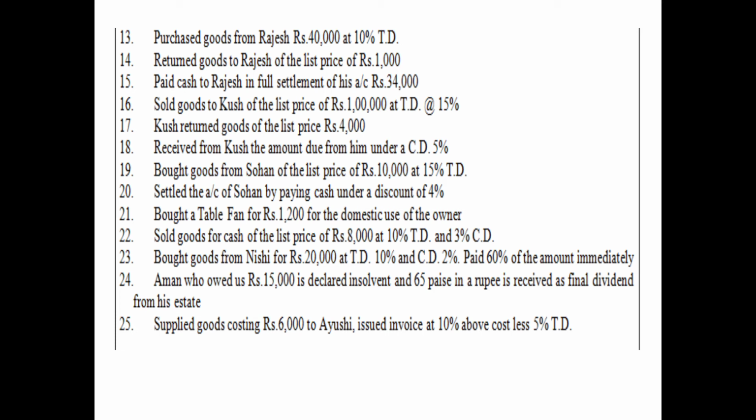19th point. Bought goods from Sohan of the list price 10,000 at 15% trade discount. Again the same thing, you will deduct the trade discount and you will pass the entry for credit sale purchases.